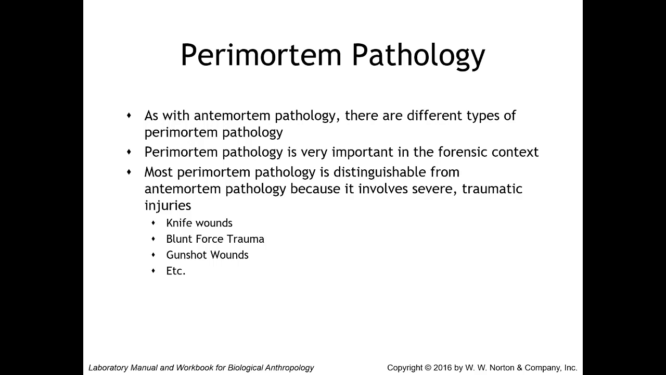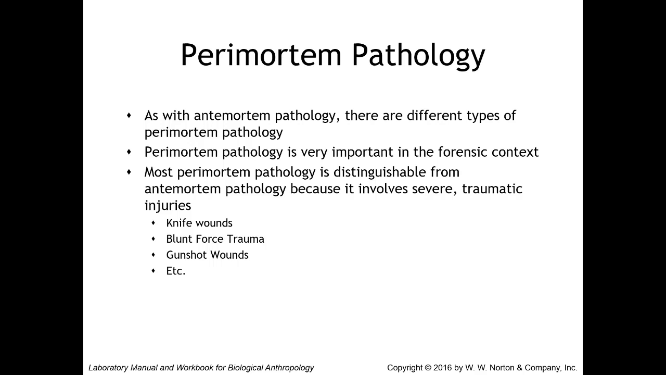Blunt force trauma. This is trauma that results from coming in contact with a blunt object. It can occur through falling, through being hit with an object. And so blunt force trauma is indicated by the presence of a depression in bone at the point of impact. There can also be small bone cracks or fractures that radiate out from the depressed area due to the force of the impact.